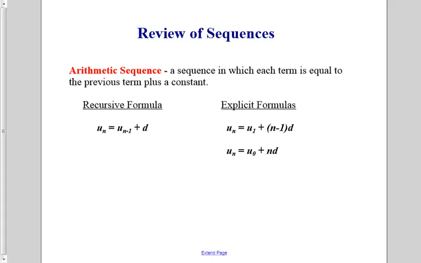Review of sequences. Arithmetic sequence: a sequence in which each term is equal to the previous term plus a constant. Now right here we have two formulas, a recursive and an explicit formula. With the recursive formula, I have to know each value of u1, u2, u3, all the way to un in order to find the next term in the sequence. Now with the explicit formula, I don't need to know all the terms in the sequence. I can look at one term individually.